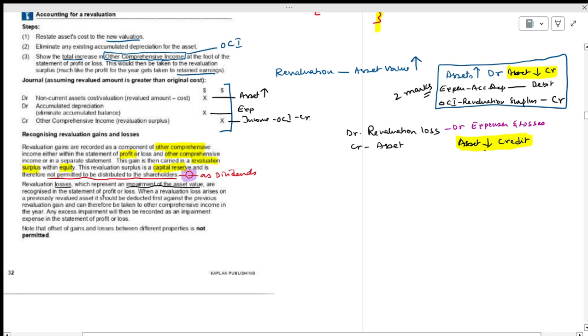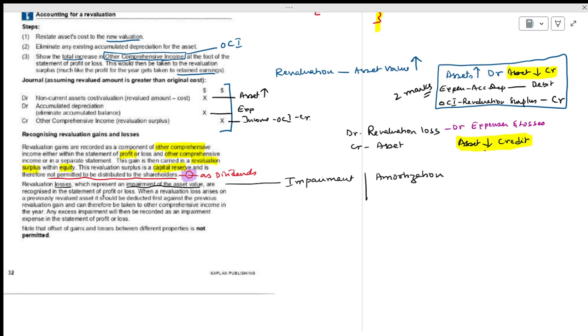What do you mean by impairment? There are two things: impairment and amortization. We will cover this in more detail in the next lecture. Impairment is like this. Impair means you are not hearing. Impairment is when the asset is not responding; the value of the asset is decreasing. There is no response from the asset.